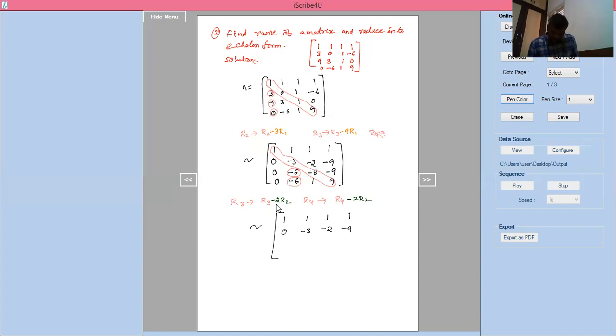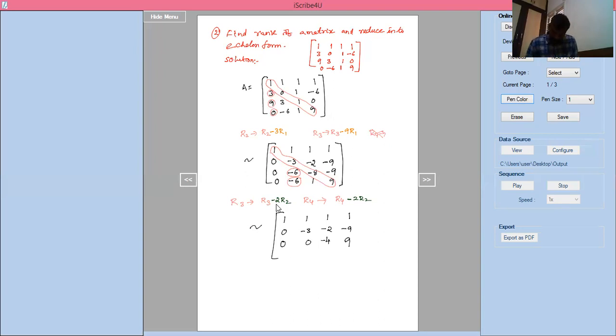Next one should be 0. R3 is nothing but that: minus 6 into 2 into R2 is nothing but 0, 6. Next one should be minus 8. Next, minus 2 into minus 2, you will get plus 4. Minus 8 plus 4 should be minus 4. And next one should be minus 9. Minus 9 plus 18 should be 9.